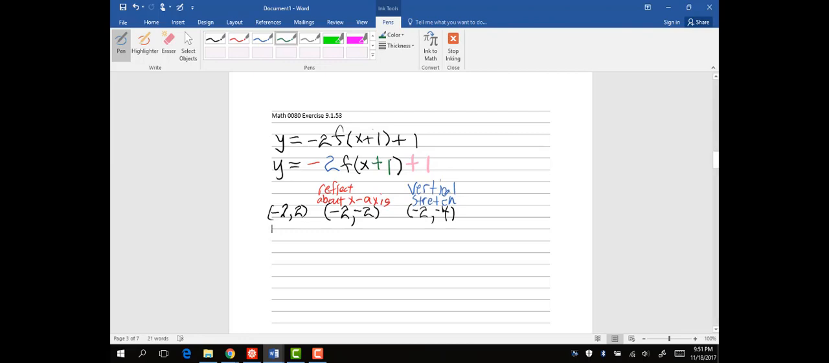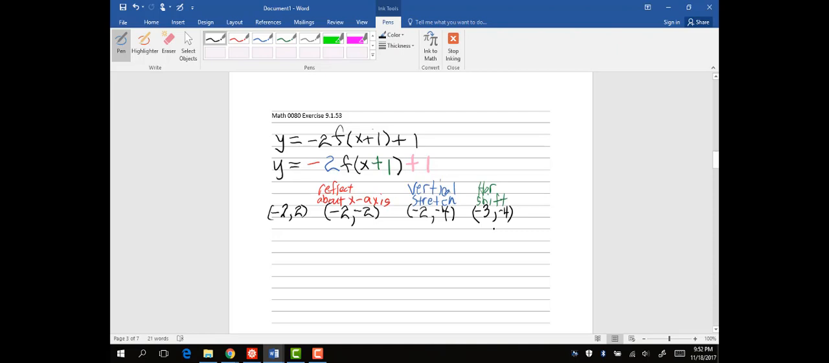Now the green, the +1, is a horizontal shift 1 unit to the left. I obtain that by subtracting a 1, since it's a shift to the left, from my x value. So when I shift this point 1 unit left, -2 minus 1, which is -3, becomes my x. Y remains unchanged when all I'm doing is a horizontal shift.